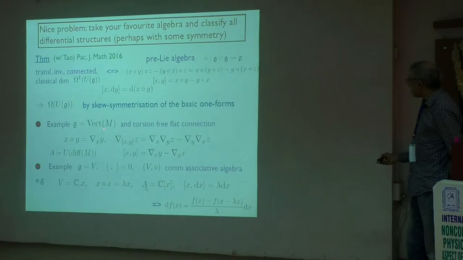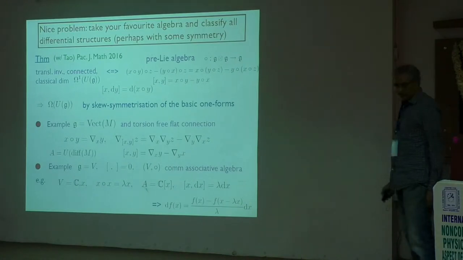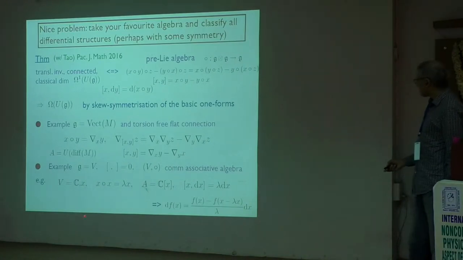Another example would be when M is just a single point, or just N points. So G is just a vector space. The bracket is zero. And then this axiom just reduces to saying that we have a commutative algebra. So a commutative associative algebra is a pre-Lie structure. And so every commutative associative algebra on a vector space induces a differential calculus.